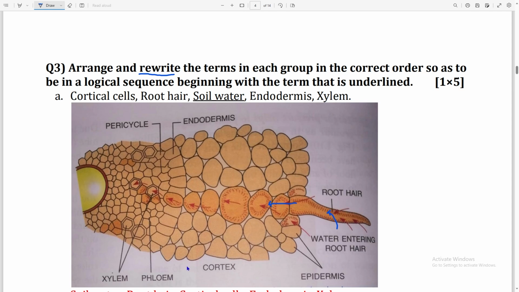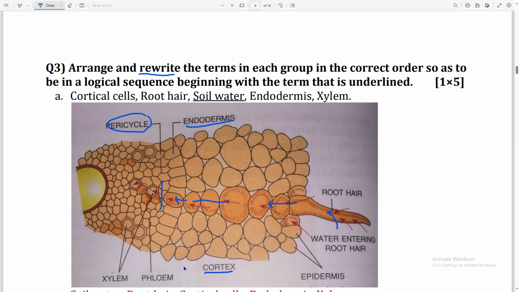From here it enters into the cortex, meaning the cortical cells. It passes the cortical cells. Then it enters into the innermost layer of the cortex, that is known as endodermis. After the endodermis, you can find the layer that is called pericycle. This layer consists of pericycle cells.